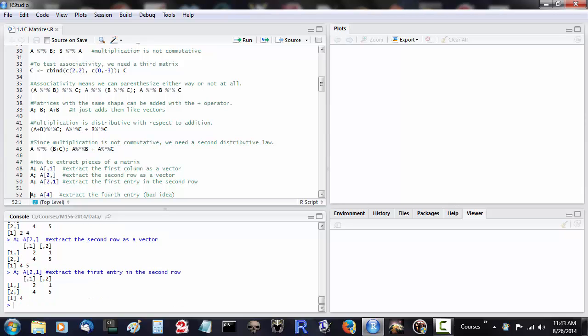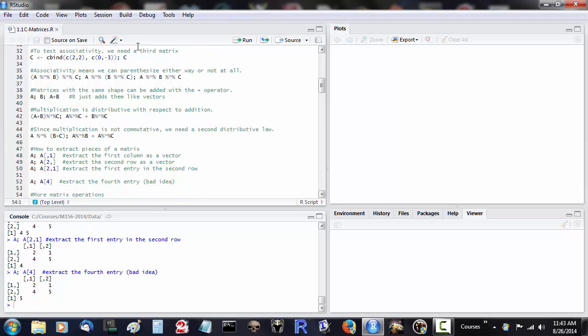What you almost certainly don't want to do is say A square bracket 4. R won't complain about this because it thinks a matrix is just a kind of vector. It will find the fourth component of that vector. But using a matrix with a single subscript is almost always a very bad idea.